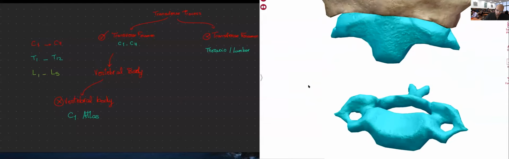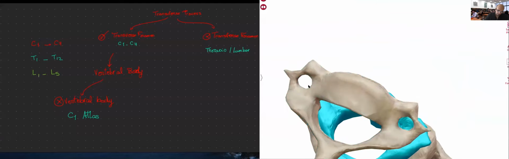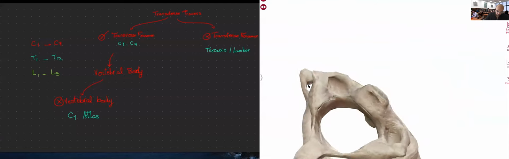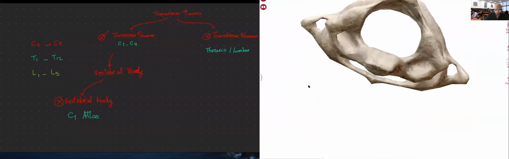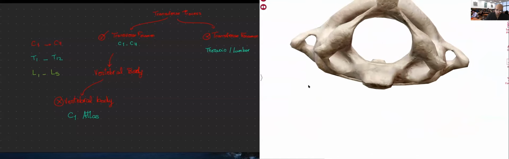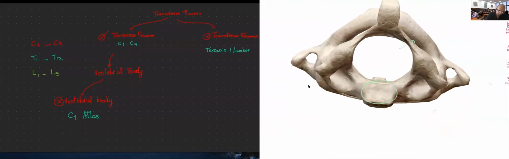All right, so if I do have a vertebral body, let me show this one. Does this vertebra have a vertebral body? What do you think? Do I have a vertebral body, a bulging bony structure in front of the vertebral foramen? What do you think? Yes, it has one. So if I do have a vertebral body, I'm anyone from C2 to C7. Anyone from C2 to C7 is going to have a vertebral body.